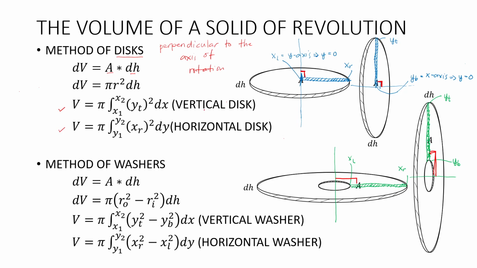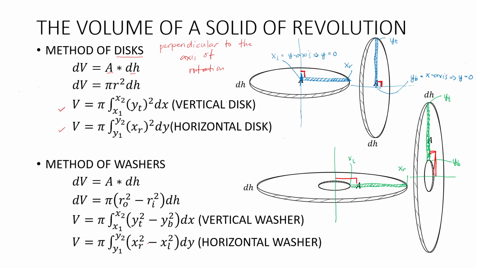Again, there is no y bottom because y bottom is equal to 0. Right? That's the axis of rotation. Same goes for the horizontal disk. That is the same. That's pi times x right squared only.